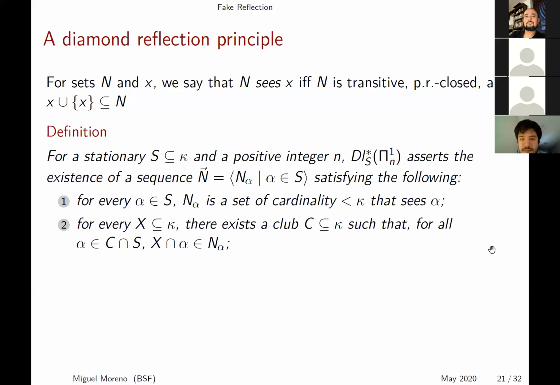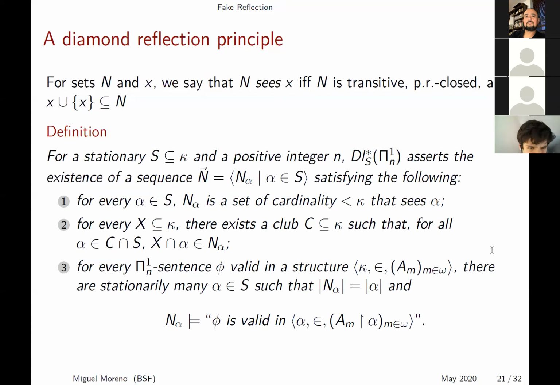And the third one is that for every Pi^1_n sentence phi valid in a structure kappa, membership, A, some predicates, there are stationary many alphas in S such that N alpha has the size of alpha, and N alpha believes that phi is valid in the small structure alpha, membership, the restriction of the predicates.